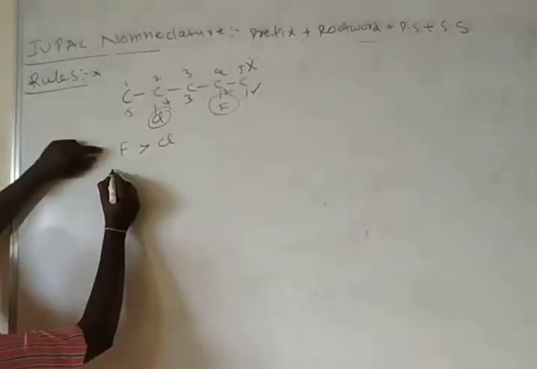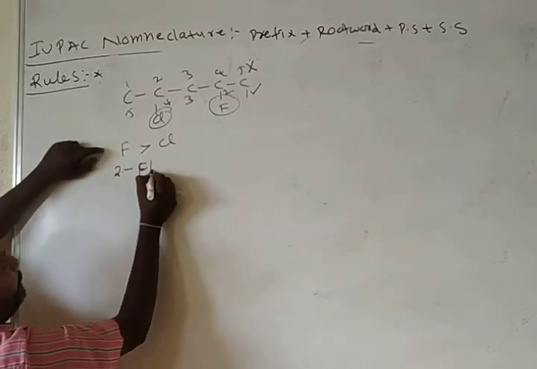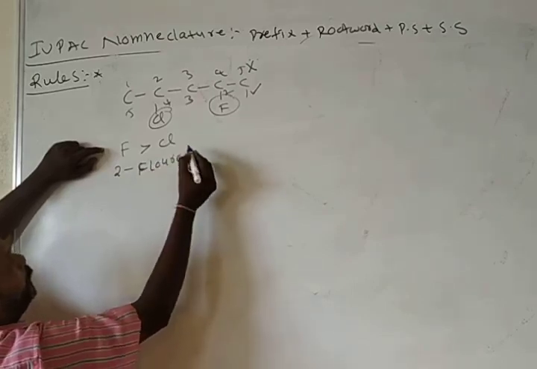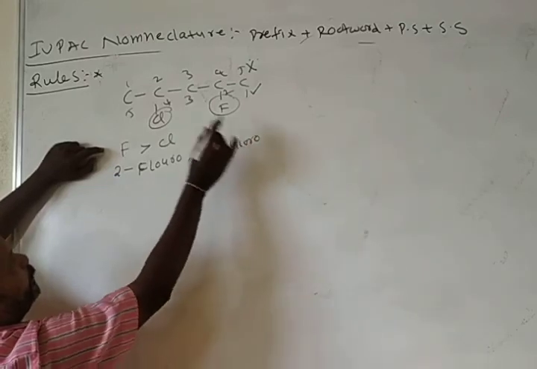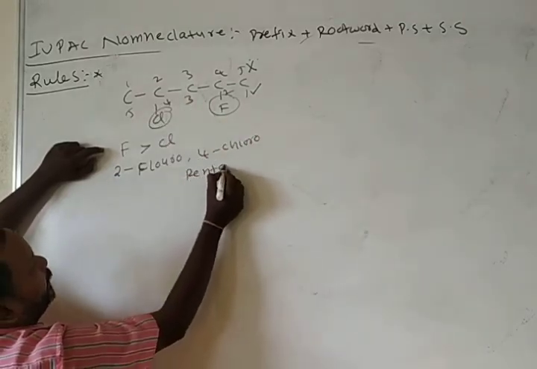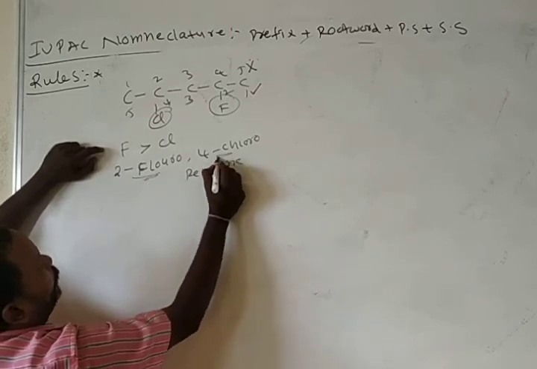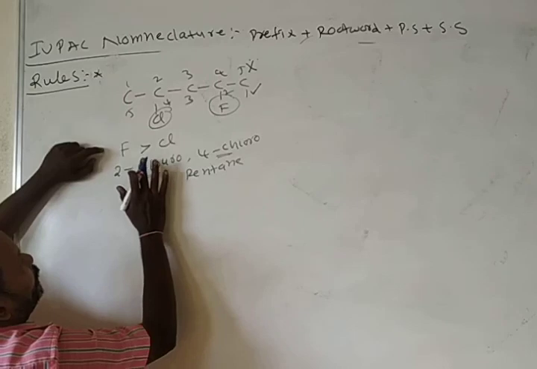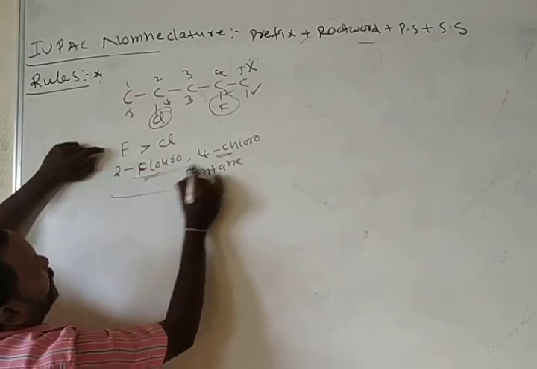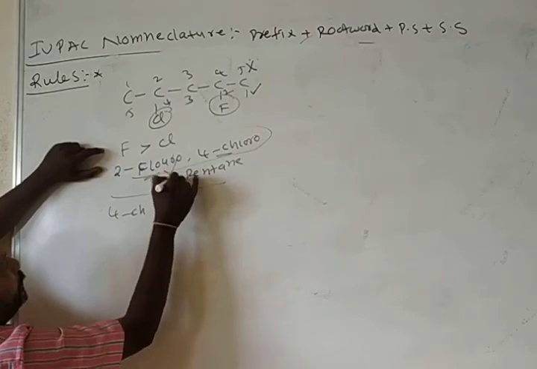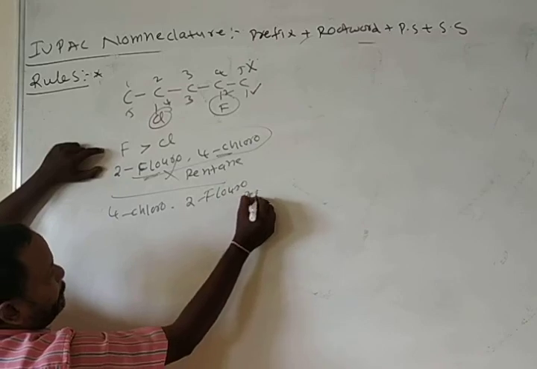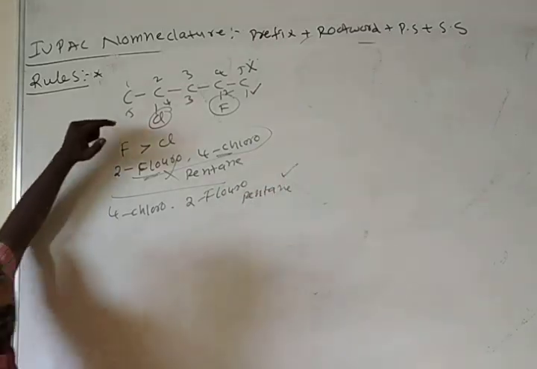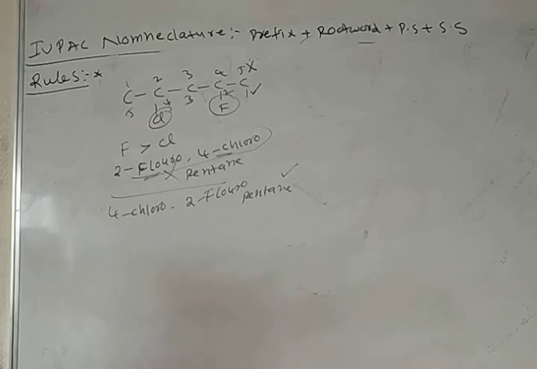So what is the name of this one? 2-fluoro and 4-chloro. How many carbons? 5 carbons, pent. Writing like this, 2-fluoro, 4-chloro. This is not alphabetical order here. Just write 4-chloro and 2-fluoro pentane. This is about the rules for writing the names of an organic molecule. Thank you.